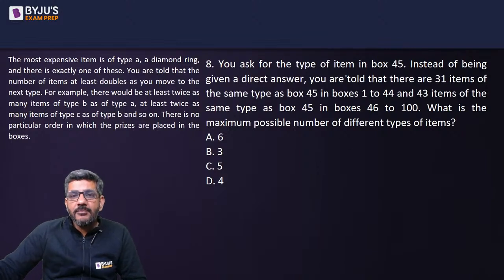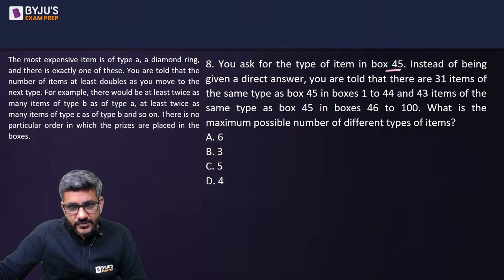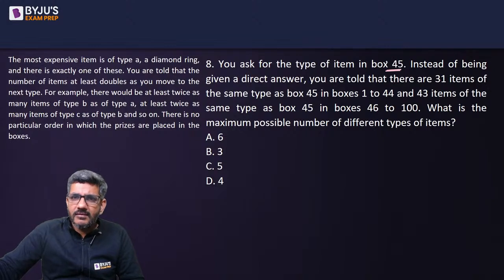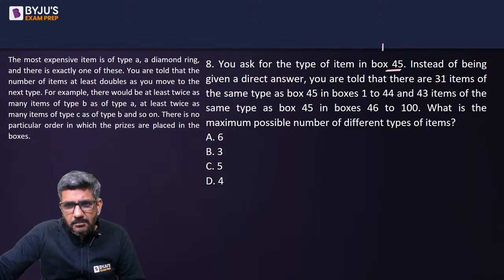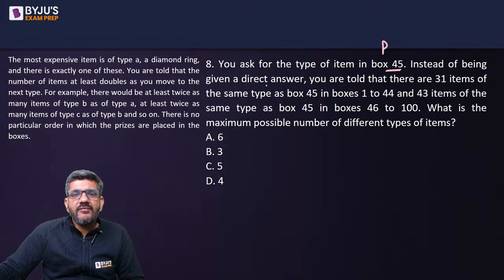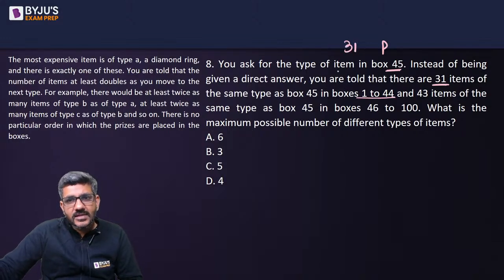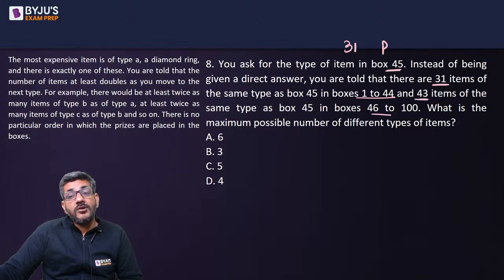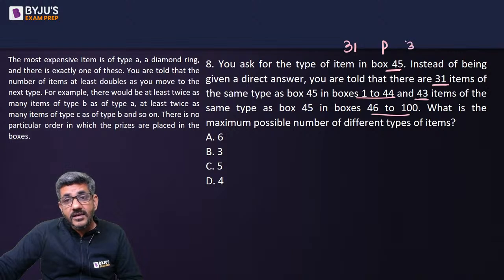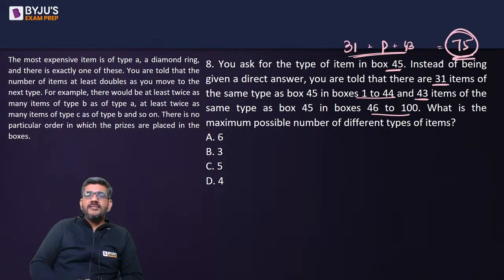You ask for the type of item in box 45. So there is a type of item in box 45. Let's say the type is P. Instead of being given a direct answer, you are told that there are 31 items of the same type in boxes 1 to 44. 31 more items are there of type P, and 43 items of the same type as 45 in boxes 46 to 100. There are 43 more. So can I say type P के there are 75 articles or prizes?